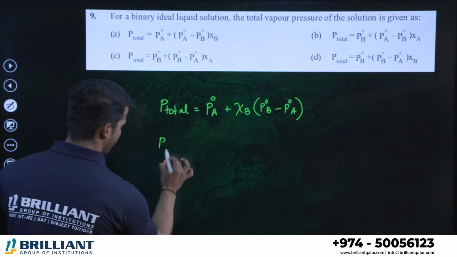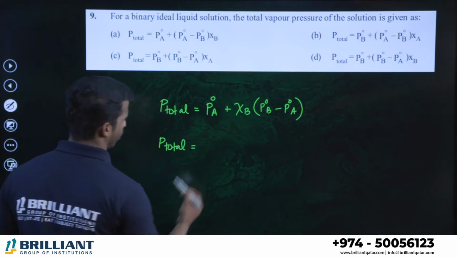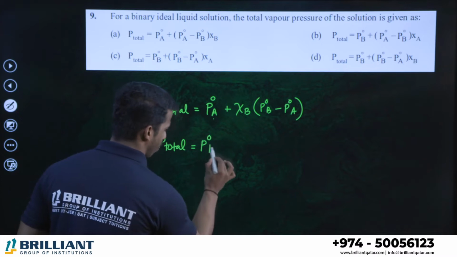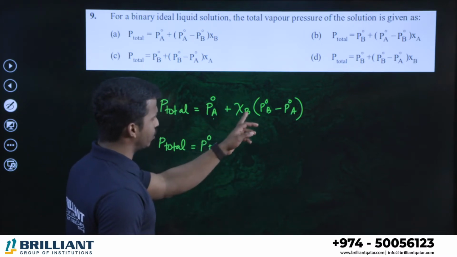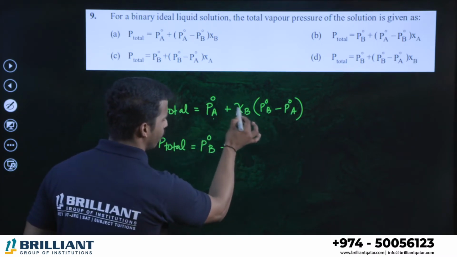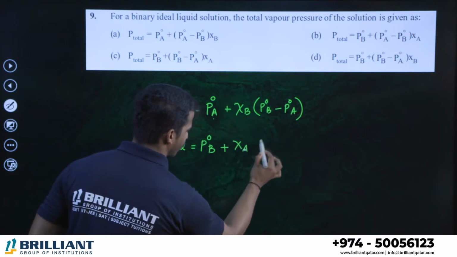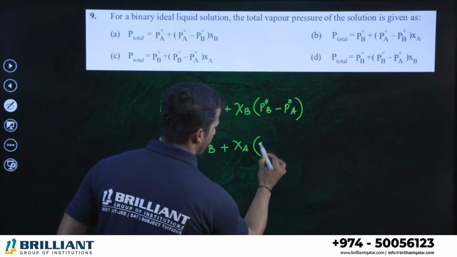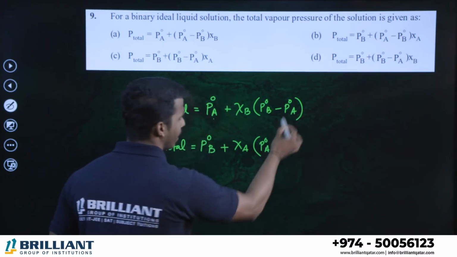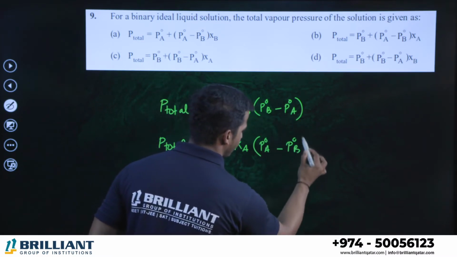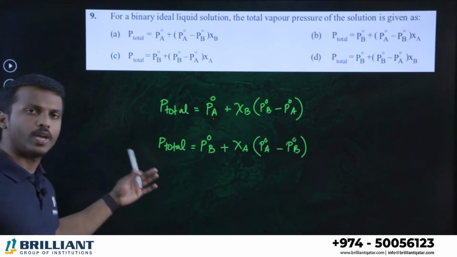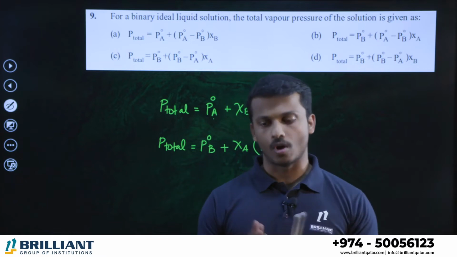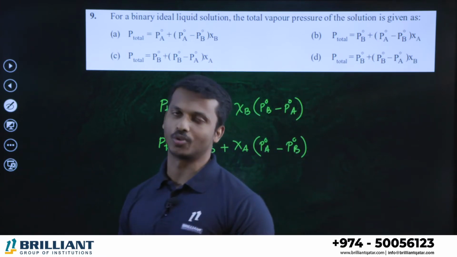Then another term you can write, P total equal to, this I am writing in terms of A. If you want to write it in terms of B, then just change all these letters. The mole fraction of B becomes mole fraction of A. The vapor pressure of the pure component B becomes vapor pressure of pure component A. This A becomes B. That's it. This is the equation generally we are using to get which one? The total pressure of 2 solutions, especially ideal solutions.